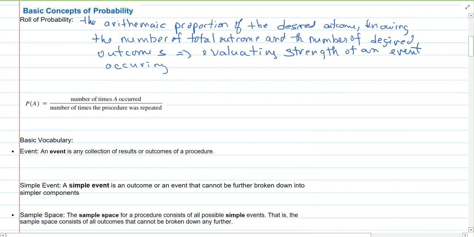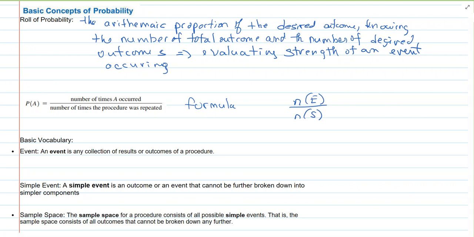So will you get COVID or not? Well, right now we're at a particular level, and we're always going to be conscious of careful response. So this is the formula. And it is the number of times A occurred over the number of times the procedure was repeated. In this case, it's the cardinality of the event you want over the cardinality of the sample space. And again, we get back into the sample space, which we learned in a prior section.